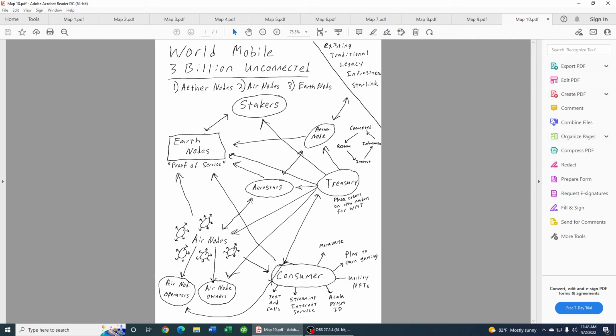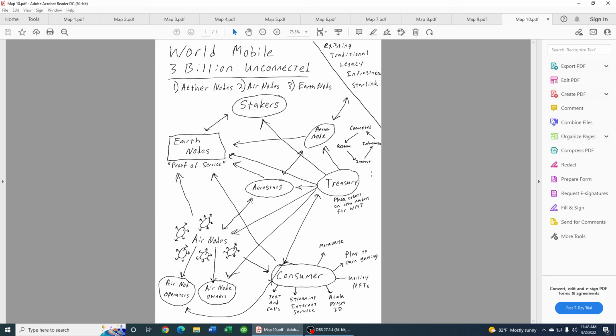So essentially, you have more people being connected, which is going to generate more revenue, which is going to generate more interest, which is going to generate more infrastructure, like the tender of telecom down here with air nodes and air node operators, Earth nodes and stakers, different ways you can participate in this sharing economy. That infrastructure is going to connect more people. The more connected people will generate more revenue, and it will just continue to grow. It's cyclical. So that's World Mobile in a nutshell.